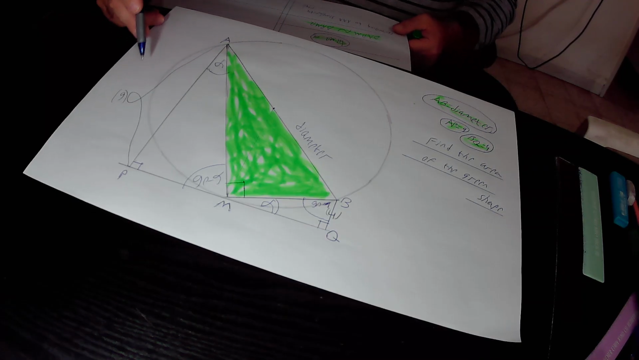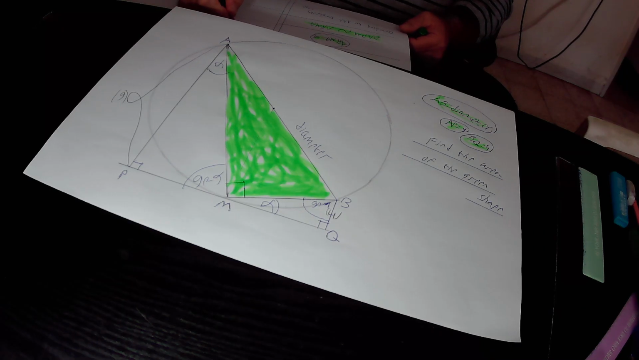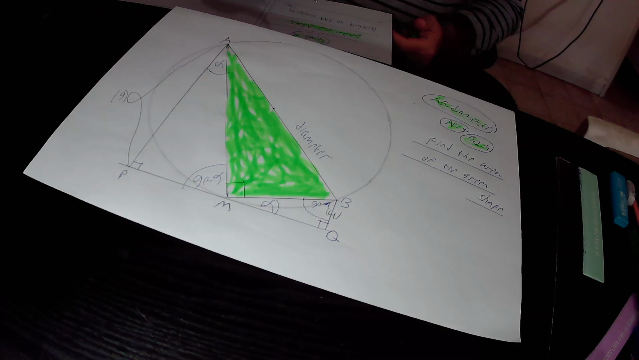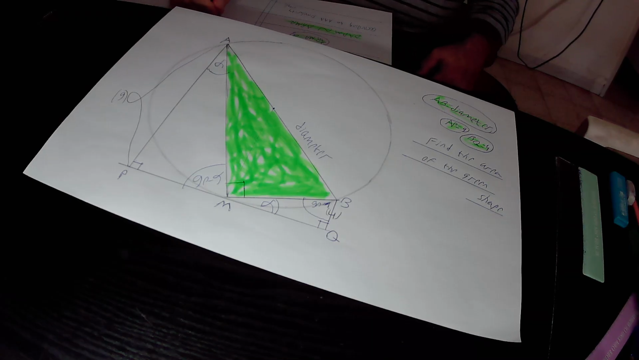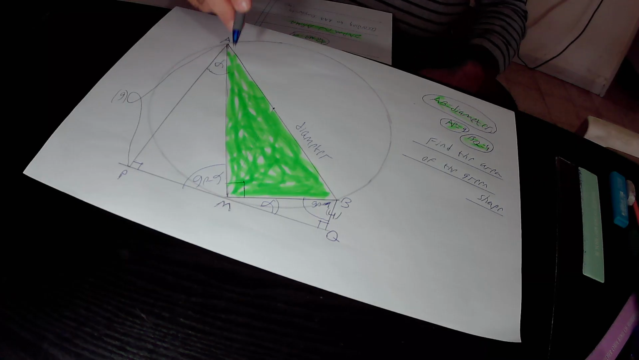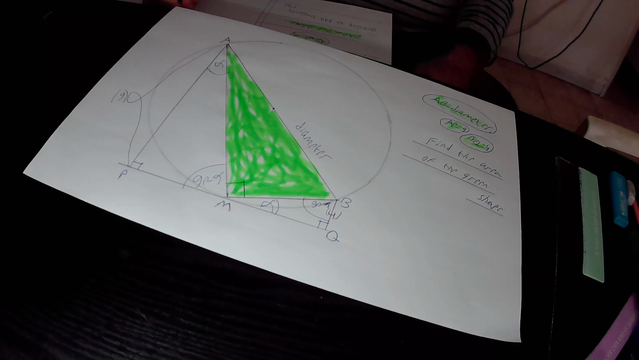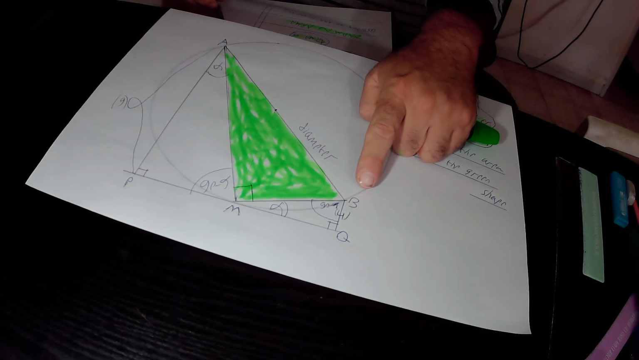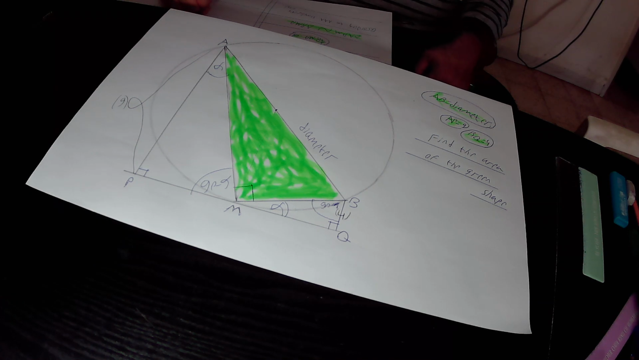AP equals 9, according to what is given in the question, over MQ. MQ is the missing side, so leave it as it is. It is equal to PM. PM is the missing side, so leave it as it is, over BQ. BQ equals 4 units, according to what is given in the question.